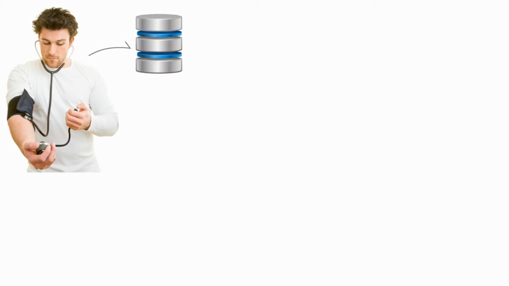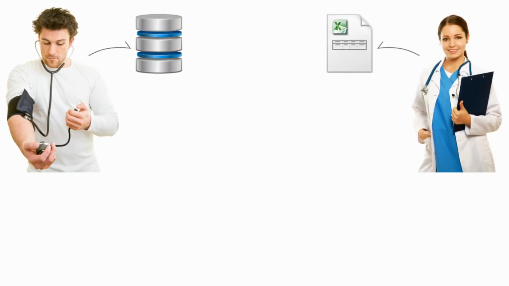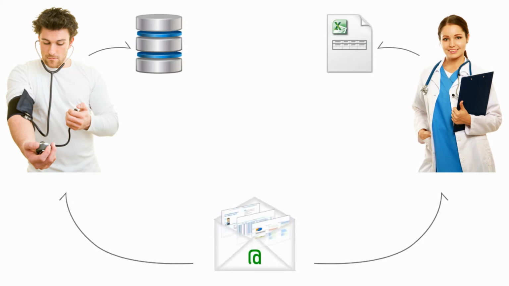Peter records his health data at home with mobile devices. Anonymized, his data is then transferred and stored in a database. Dr. Sprinter, Peter's physician, adds specific limits in an Excel reference sheet. At the end of the month, both receive an email report. This report includes all recorded data, structured and diagrammed.